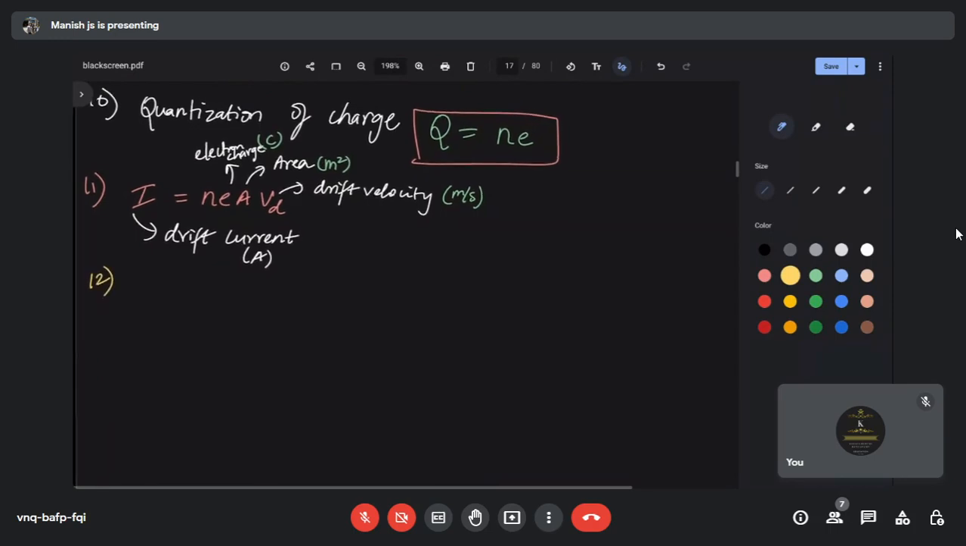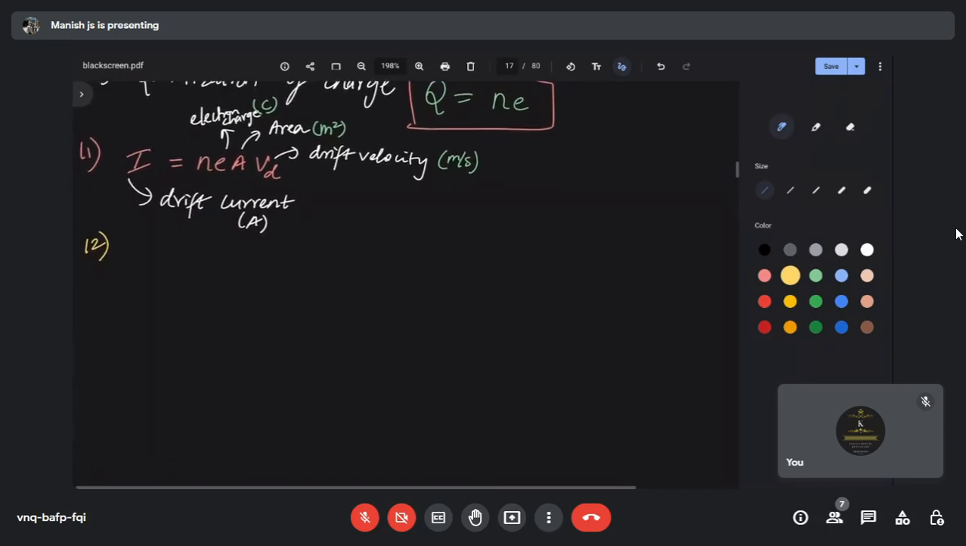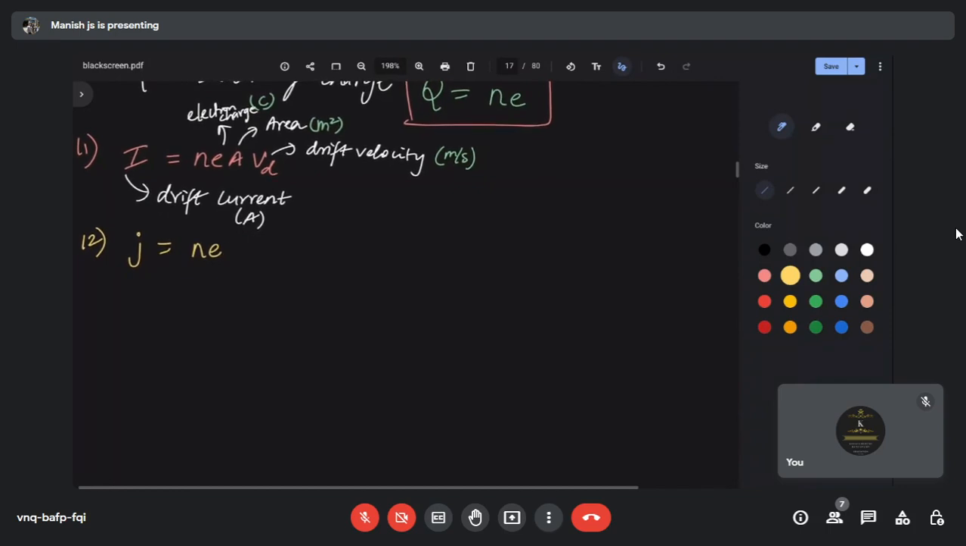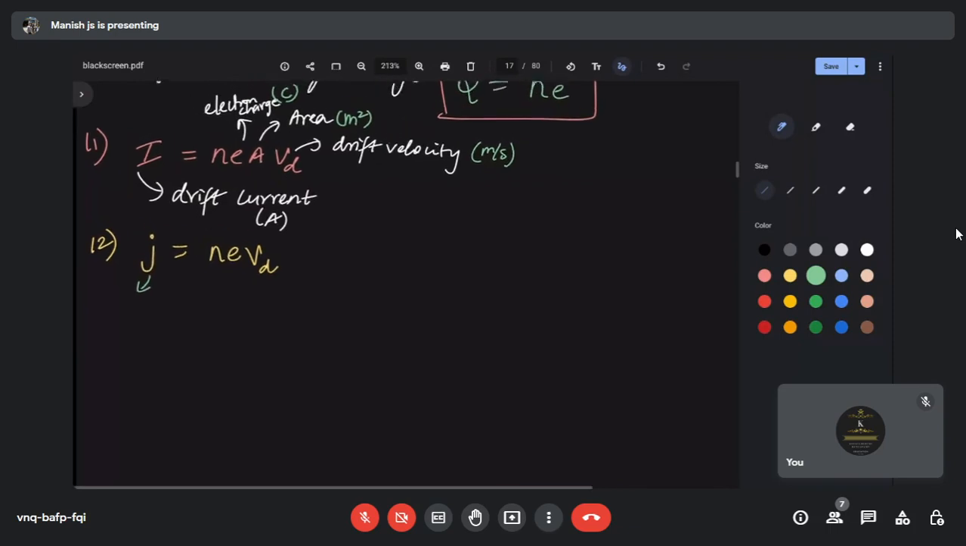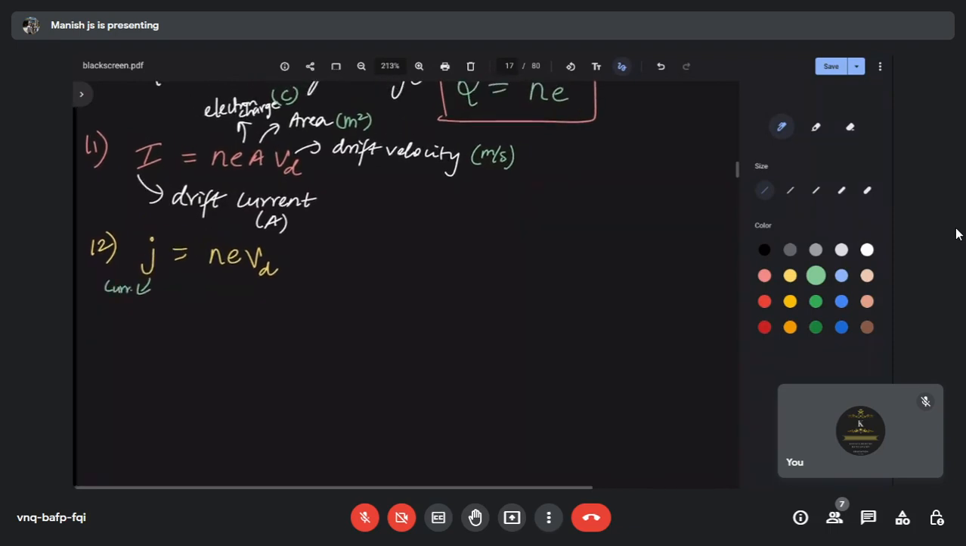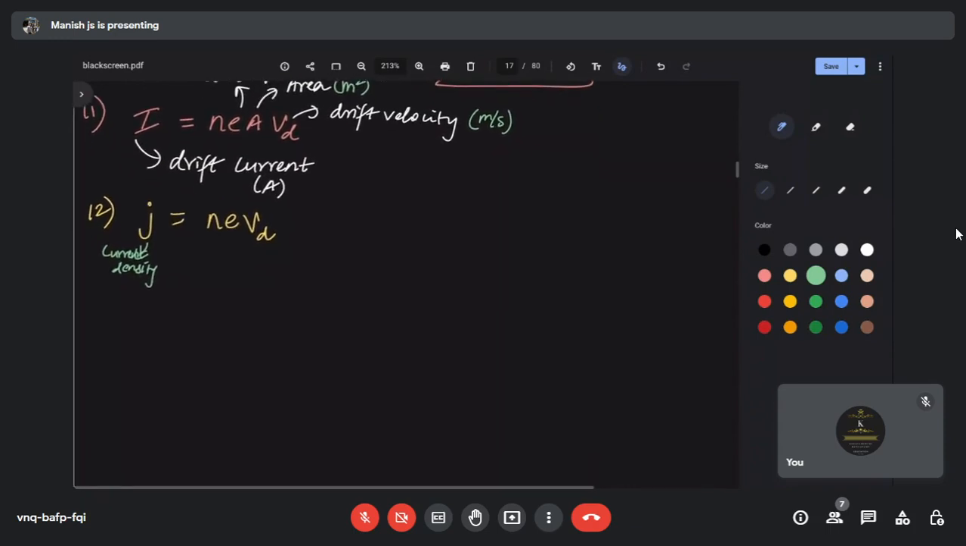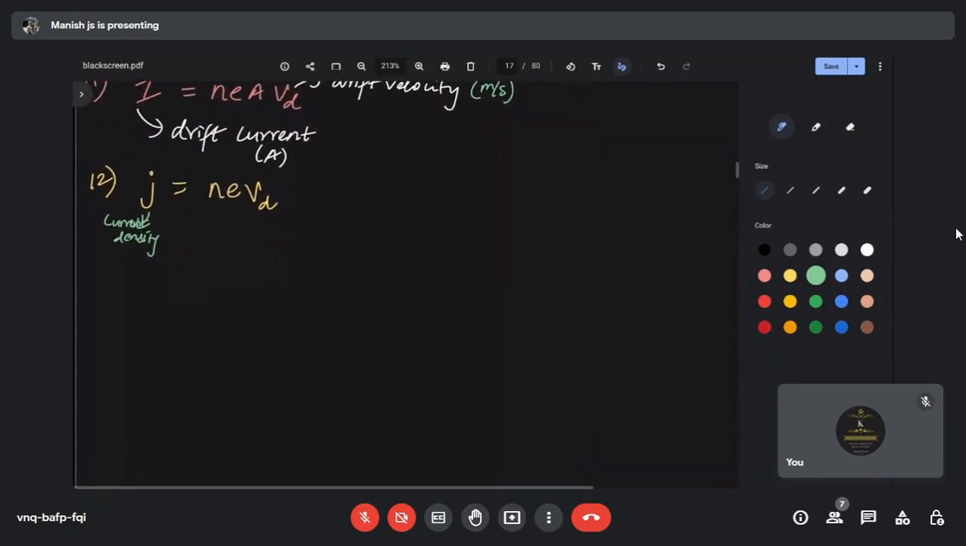And then the 12th one: in terms of current density, how do we write it? J is equal to N E times Vd, where J is current density, and E and Vd you already know, so I'm not repeating that.